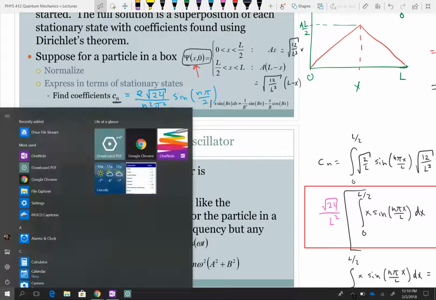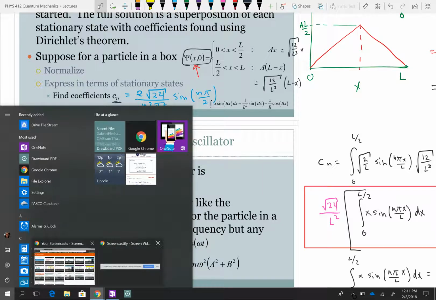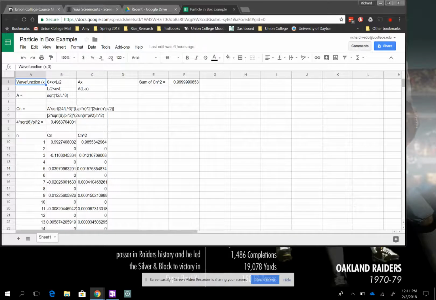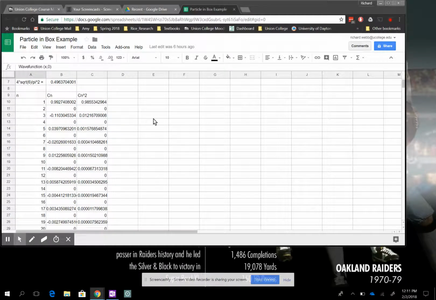I made a little Google Sheet where I just calculated it. That number out front, actually, this is without the 2. Anyway, these are the c sub n's. The n equals 1 state is 0.99274 to that many decimal places. Almost 1. The n equals 2 is 0. The n equals 3 is 0.11030. 5 is 0.0397096. I went out to a pretty high n.